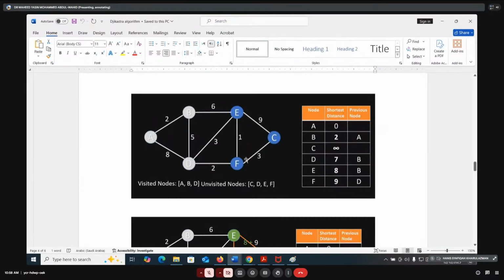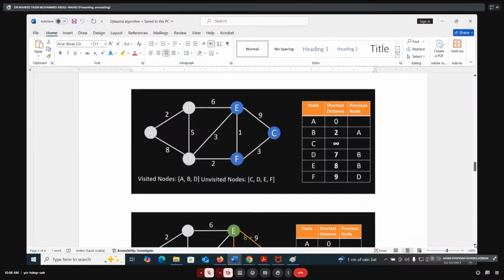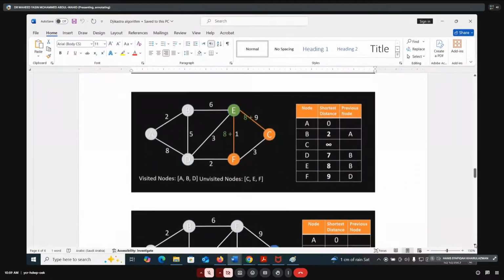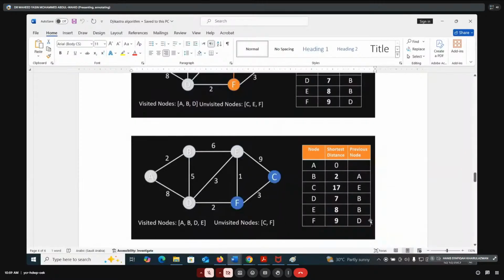And E to F, 8 plus 1, 9, and F already has 9, the same. So I will keep it. 8 plus 1, 9, and 8 plus 9, 17. So here I will place 17. Now E is visited.